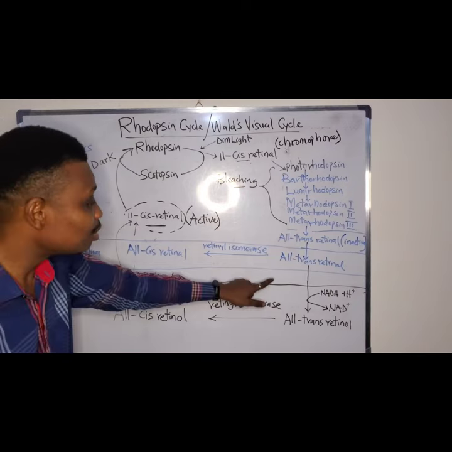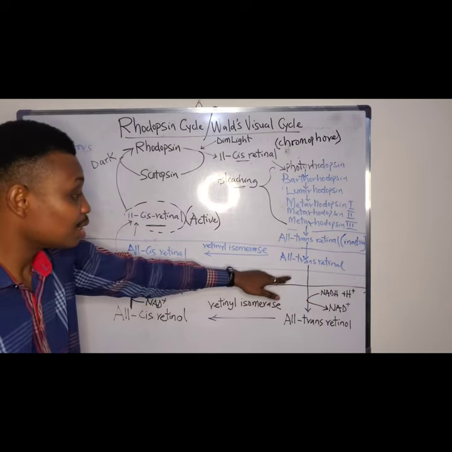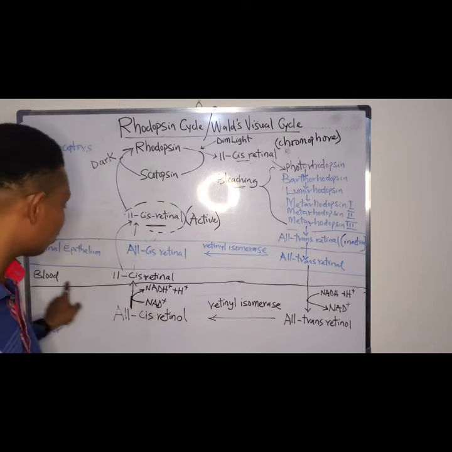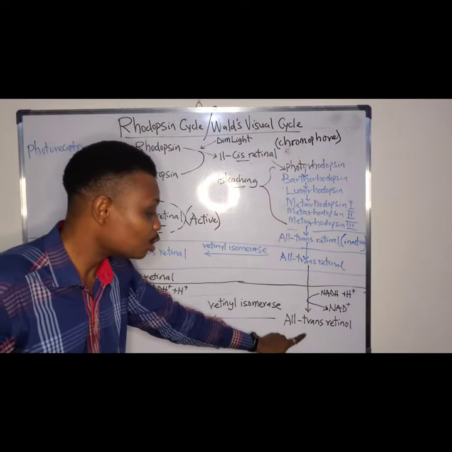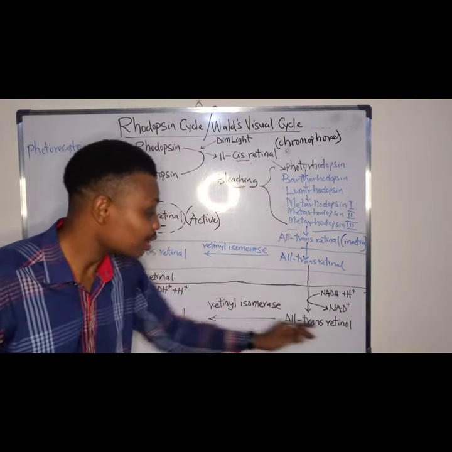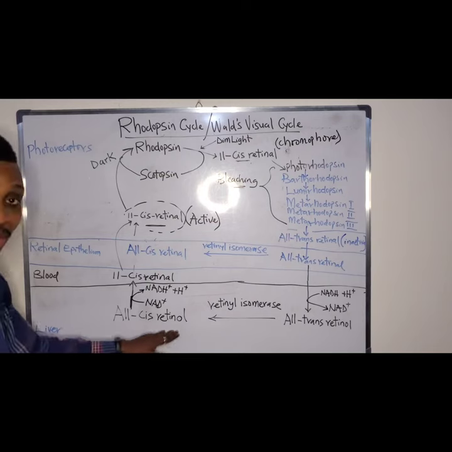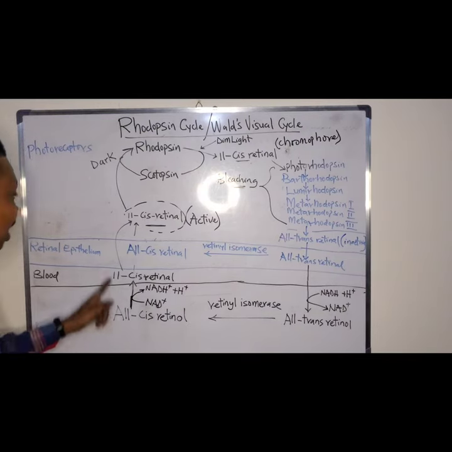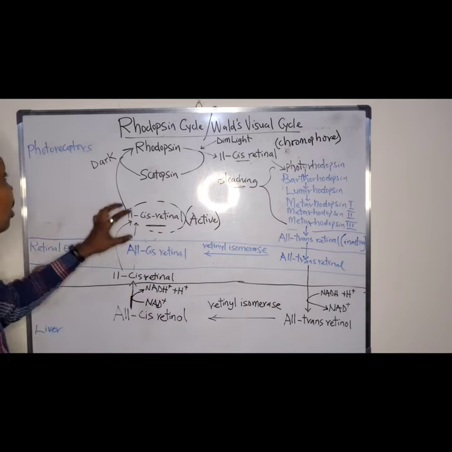However, not every all-trans retinal that was produced was converted. Some of the all-trans retinal that was produced escaped into the bloodstream, and from the blood they are carried into the liver. In the liver, they were converted to all-trans retinol. Now, this all-trans retinol in the liver also undergoes a process of isomerization to form all-cis retinol. Now, all-cis retinol will enter the bloodstream, become converted to all-cis retinal, and then from the bloodstream, it will move through the retinal epithelium into the photoreceptor.